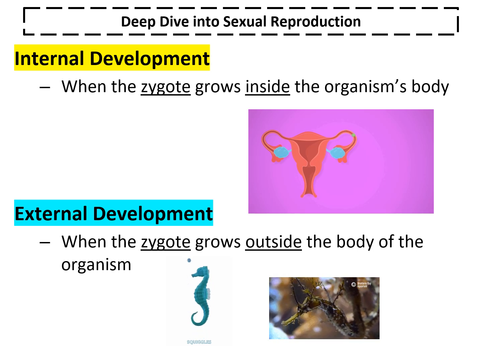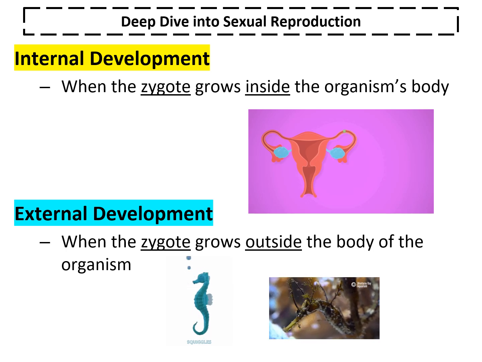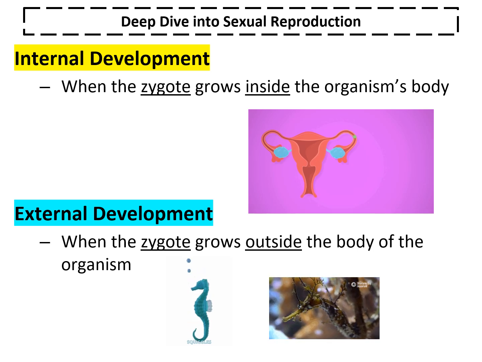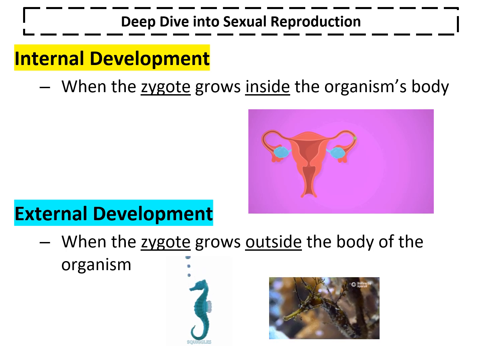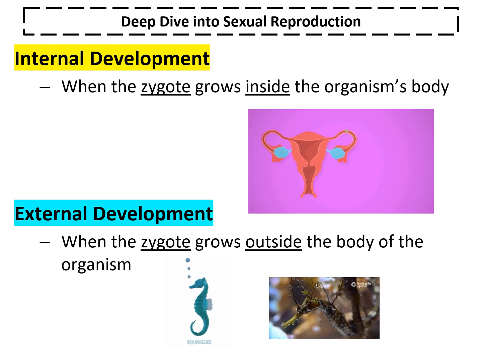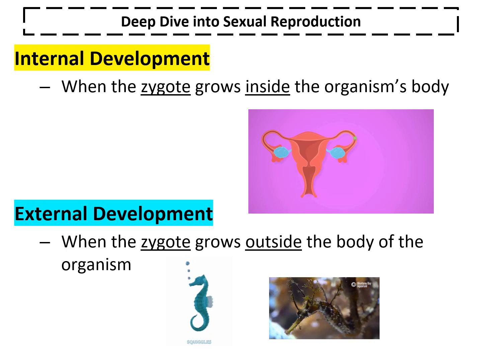External development is obviously the opposite. It is when the zygote grows outside of the body. So, fertilization can happen either inside or outside, but development happens outside of the body. Think about a chicken who lays an egg. That's external development. Think about snakes when they lay their eggs. That's external development. I have a picture here of seahorses.